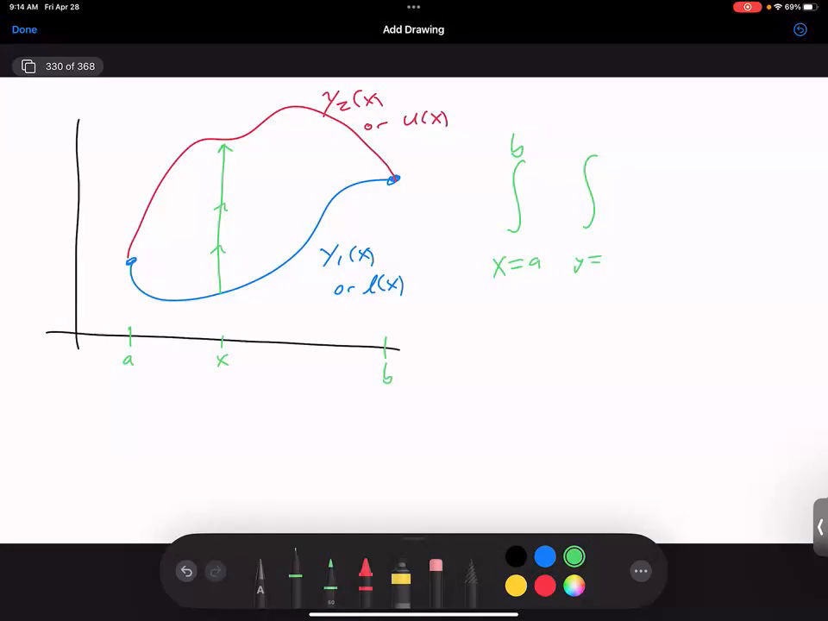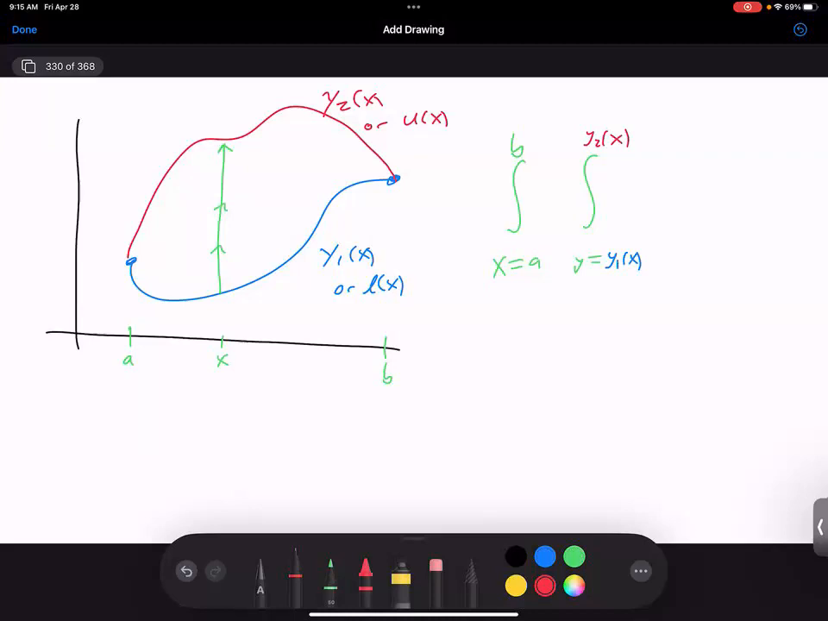I'm giving you equations of the blue line and the red line. The blue line is y1 of x or L of x, and the red line is y2 of x or u of x. So what do you think the smallest value of y would be for a given value of x? No, y2 minus y1 is the difference in y. What's the smallest value of y? What's the coordinate of y for the smallest value of y for that given value of x? It's just y1 of x. That's the smallest value. What would be the largest value? It would be y2 of x. And so those would be my bounds.